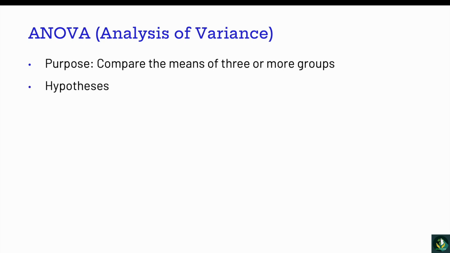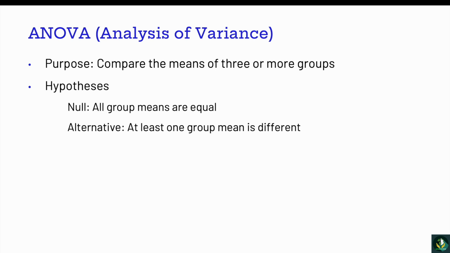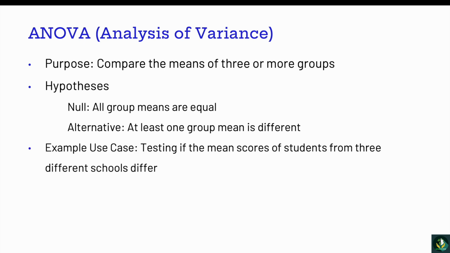For hypothesis, we use the null hypothesis, which is all group means are equal, and the alternative hypothesis, where at least one group mean is different. The example use case for this is testing if the mean scores of students from 3 different schools differ. So let's go ahead and look at the Python implementation for this.